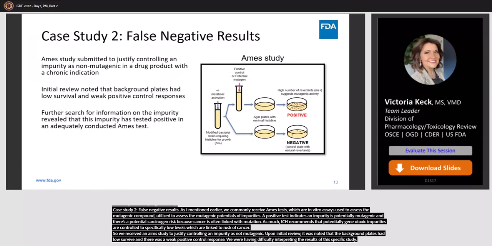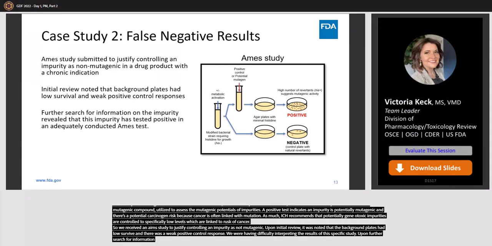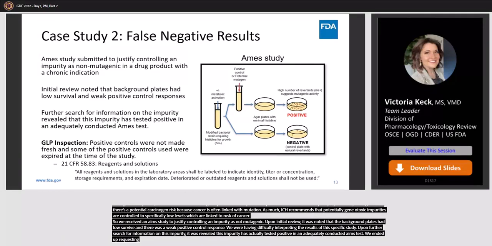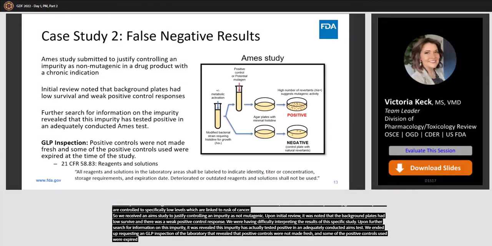Upon further search for information on this impurity, it was revealed that this impurity has actually tested positive in an adequately conducted Ames test. We ended up requesting a GLP inspection of this laboratory that revealed that positive controls were not made fresh, and some of the positive controls used were expired at the time of the study. It was recommended that the study was not reliable for our review. We were not able to accept the study.